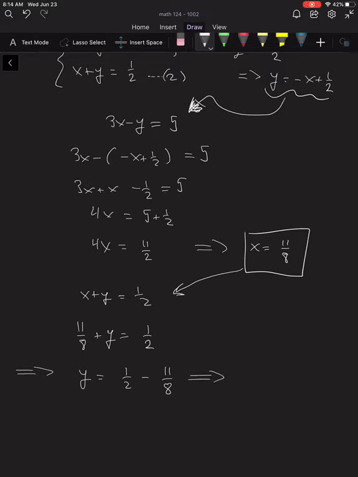Which is going to be, so what we have there, 4 minus 11, so minus 7 over 8 is equal to y. So then we have these two answers. We have x is 11 over 8 and y is minus 7 over 8.